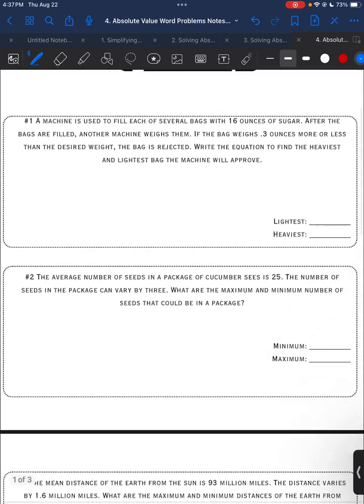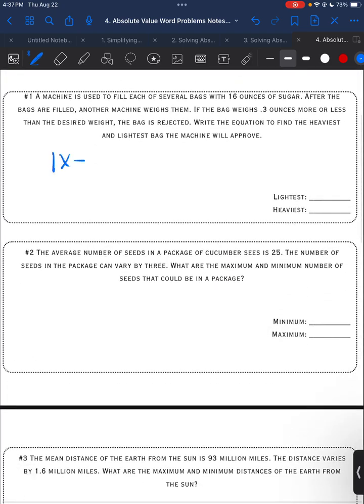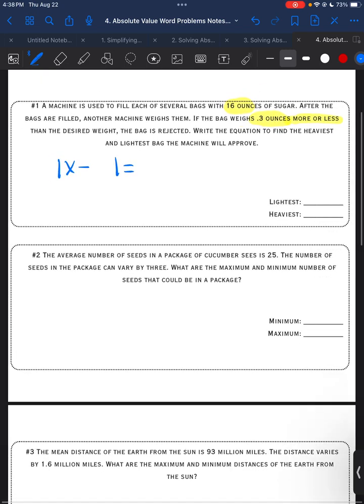So number 1, I'm going to set it up before I even start. So x minus, and then I'm going to find my two numbers. The two numbers are 16 ounces and then 0.3 ounces. And there's some keywords there. Okay, so your numbers also, I forgot to say, will always have the same unit. So both of these are in ounces. So from these, 16 ounces is on the inside. That's your typical number of sugar in a bag, and then 0.3 ounces more or less.